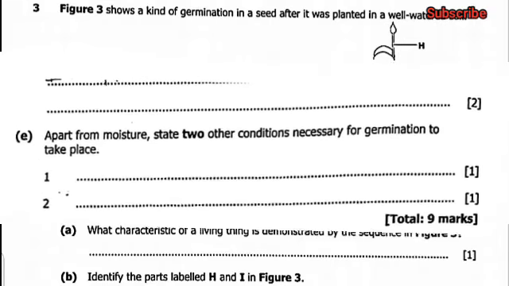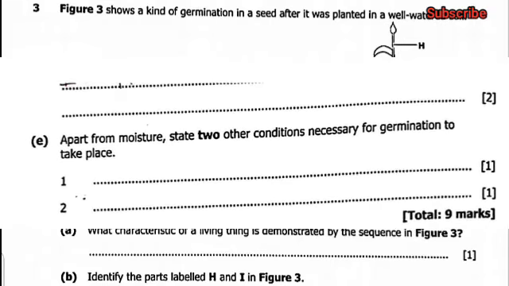Question E, they are saying apart from moisture, which means apart from water, state two other conditions necessary for germination to take place. So apart from water, what are the other two conditions which are necessary when it comes to germination? Actually I have three more. Light is one of them. Proper or favorable temperature is one of them. And not forgetting oxygen.